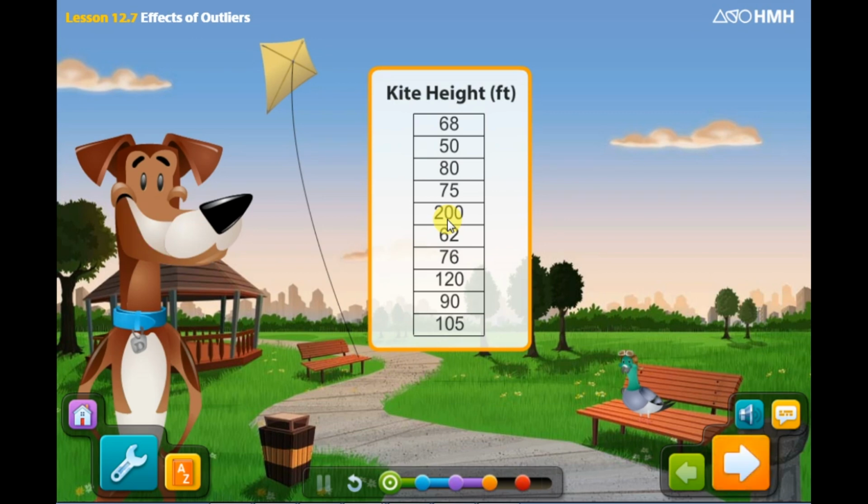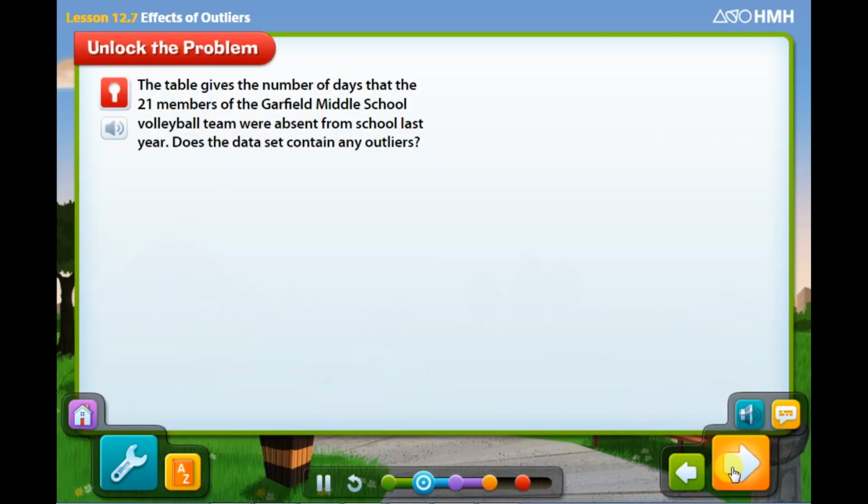So let's figure out how this value, which is 200, can affect the mean of all the data recorded here. Let's look at a set of data to determine if there are any outliers. The table gives the number of days that the 21 members of the Garfield Middle School volleyball team were absent from school last year. Does the data set contain any outliers?